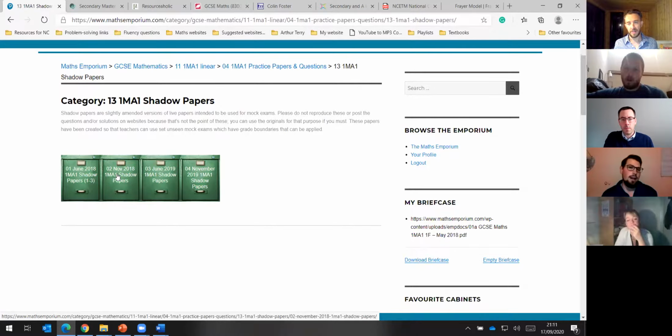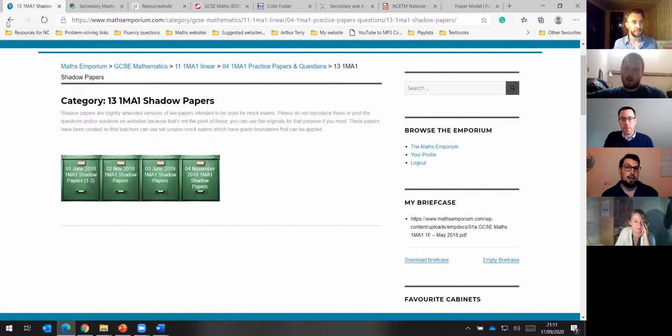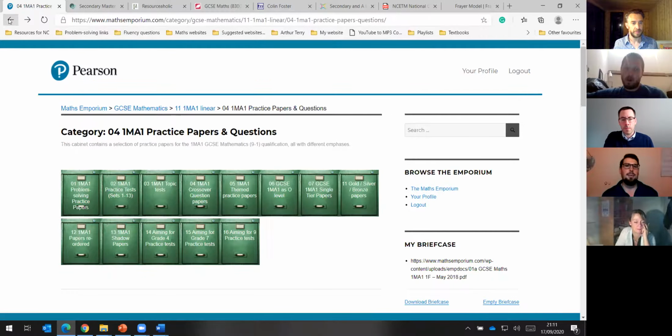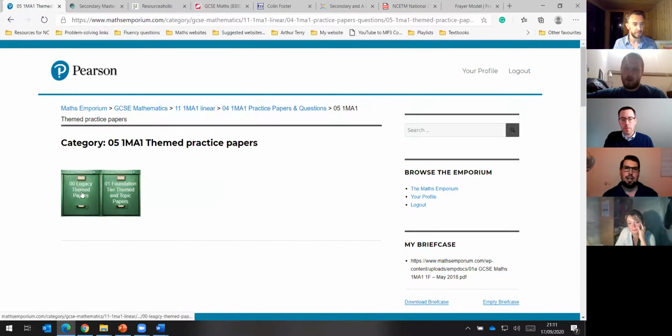And the final thing, just talking about vocabulary, it can be useful to illustrate to some of your teachers, but also help the students. I think in the themed papers, they've got wordy questions, but where they've changed some of the words to gobbledygook.